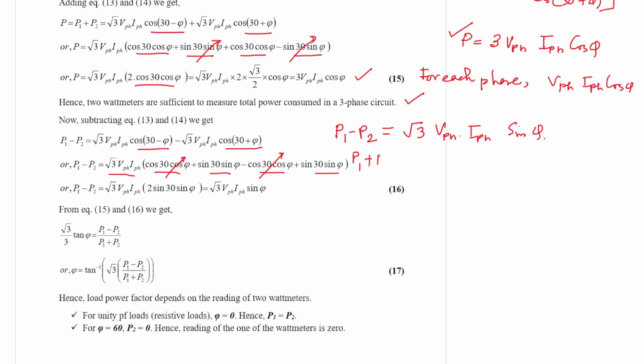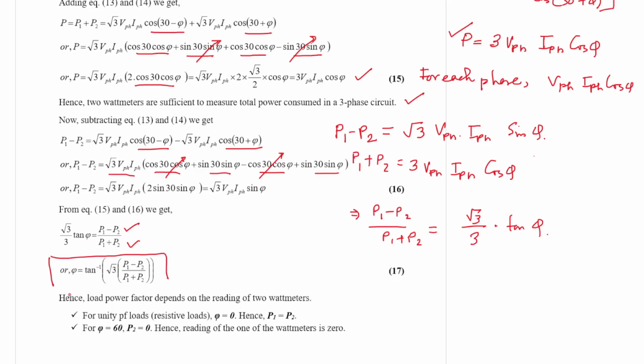Previously we found P1 plus P2 is equal to, not root 3, 3 actually, V phase into I phase cos phi. So now if you divide, with P1 minus P2 in the numerator and P1 plus P2 in the denominator, the V phase I phase will be cancelled out. So from these two equations we shall have P1 minus P2 by P1 plus P2 equal to root 3 by 3 into tan phi. And from there we get phi, the load power factor angle, given by this formula, which is very, very important.